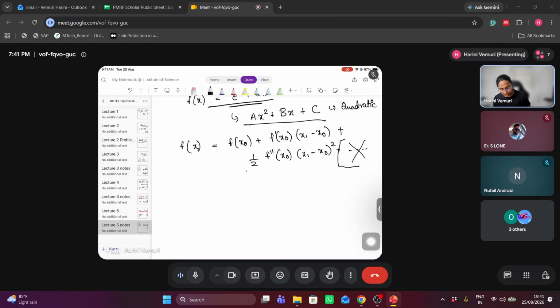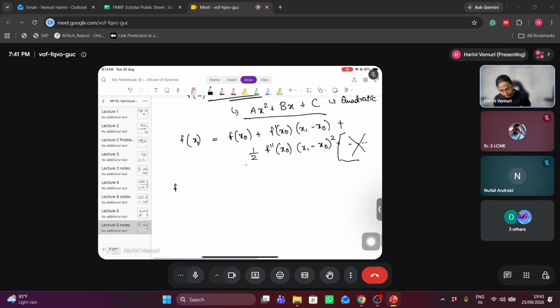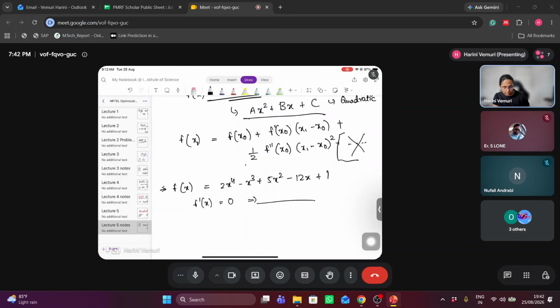So suppose we have a function f of x equal to 2x power 4 minus x cube plus 5x square minus 12x plus 1. This is what sir has discussed in his lectures as well. We can also directly do f dash of x equal to 0 and find the solution for this, because this is a very simple polynomial function, so we can do that also.